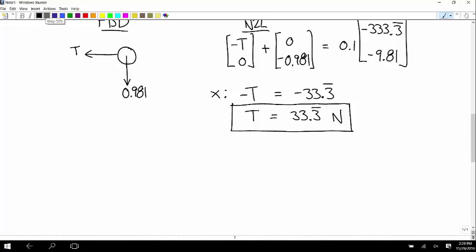Okay, so the set of steps that I've given you apply to every kind of circular motion problem except one. Anybody remember what the one kind of circular motion problem is? Tetherball. Polar bear, did you say? Oh, okay.